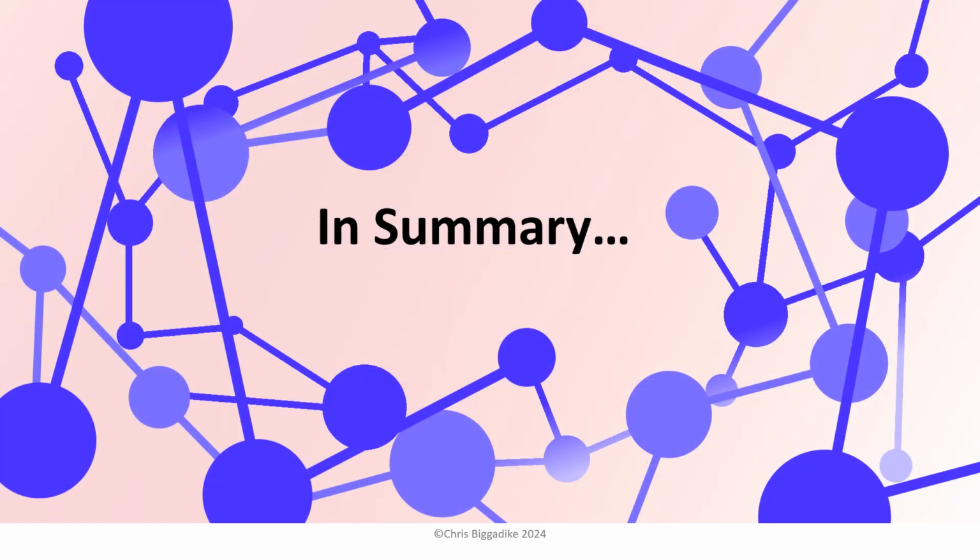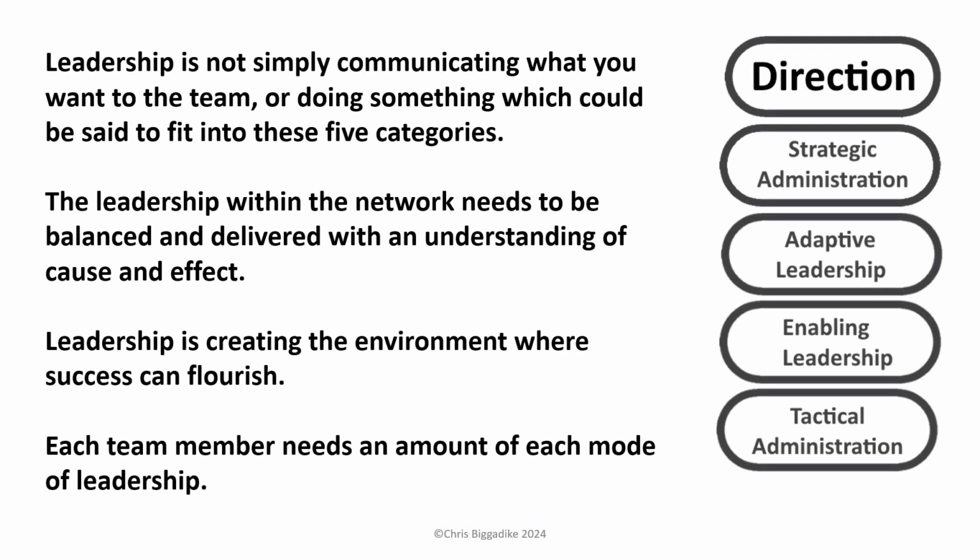So, to summarize, leadership is not simply communicating what you want to the team, or doing something that could be said to fit into these 5 categories. The leadership within the network needs to be balanced and delivered with an understanding of cause and effect. It's about creating an environment where success can flourish. Each team member needs an amount of each mode of leadership to be successful.